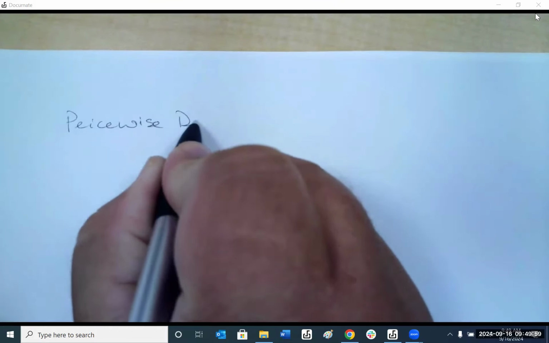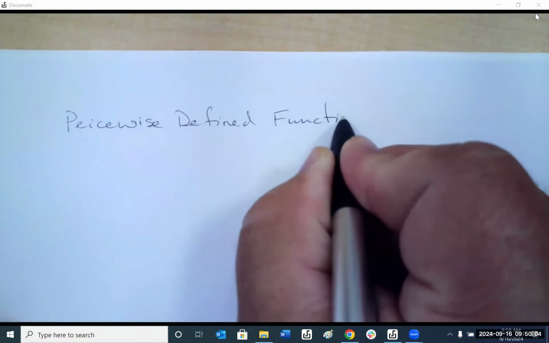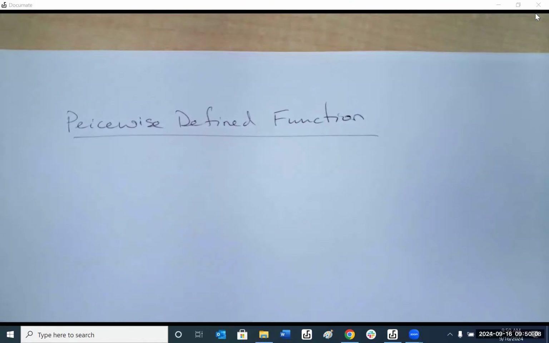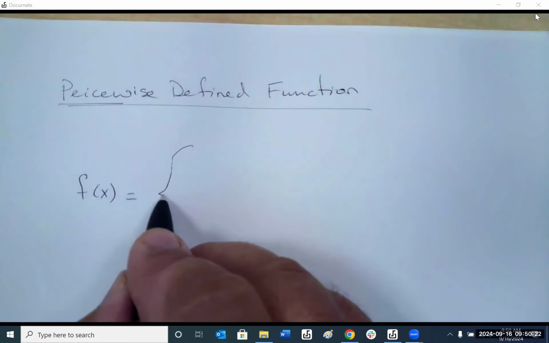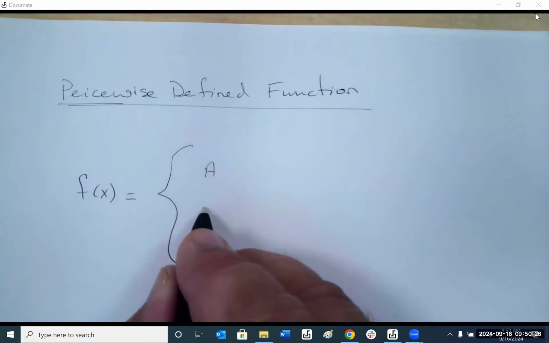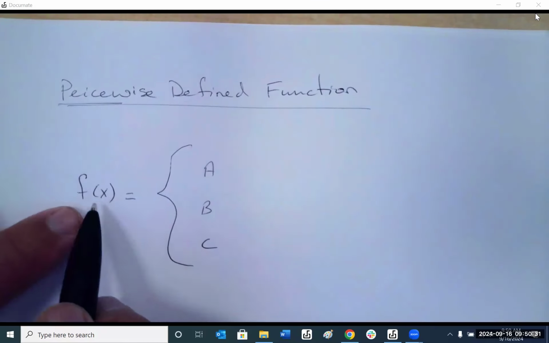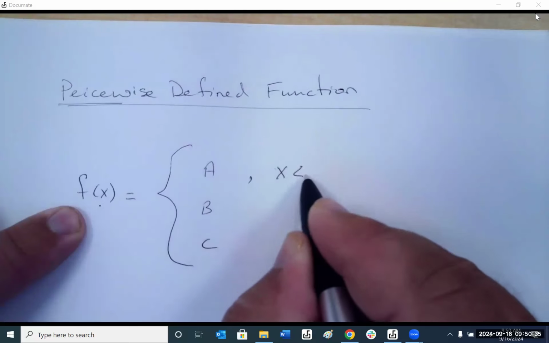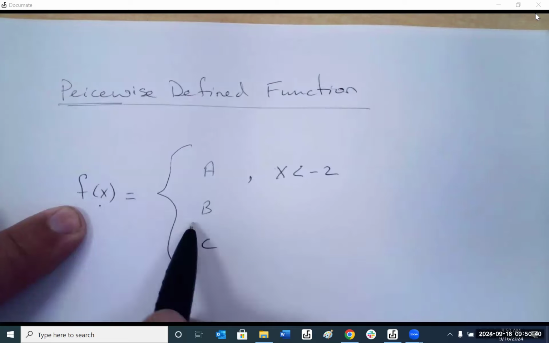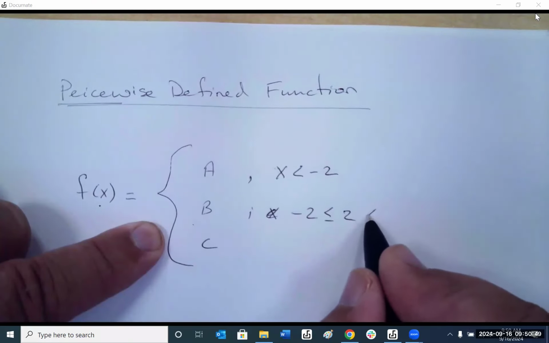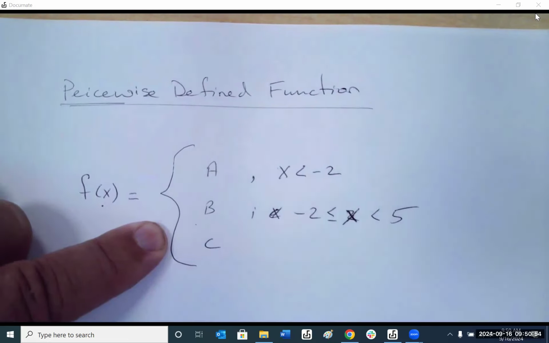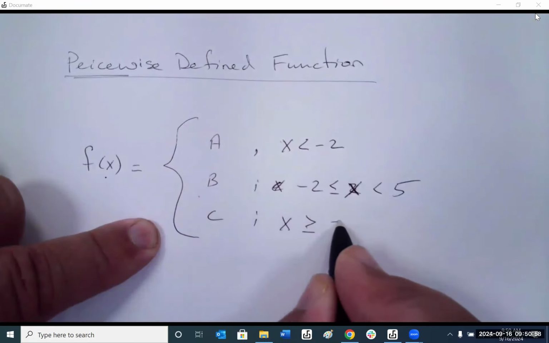The last three questions deal with something called a piecewise defined function. A piecewise defined function is just that. It's a function made up of different pieces. For example, this is the function f of x equals a when x is less than negative 2. f of x equals b when x is greater than or equal to negative 2, but less than 5. This is for example. And then it equals c when x is greater than or equal to 5.